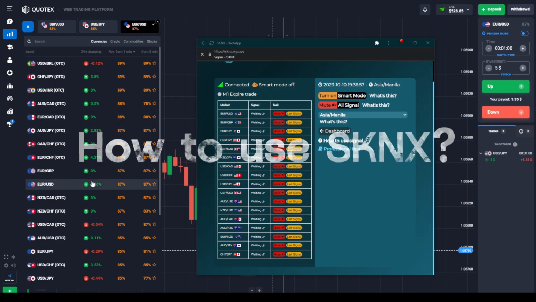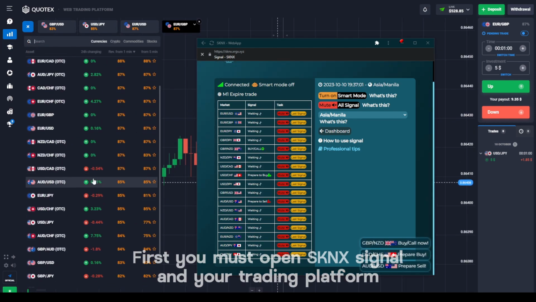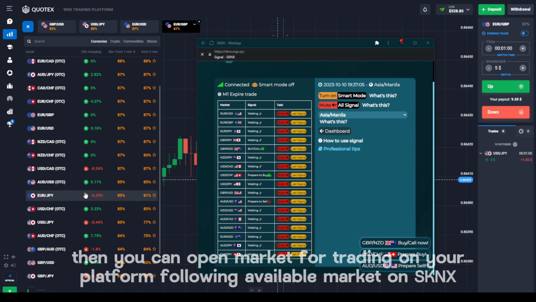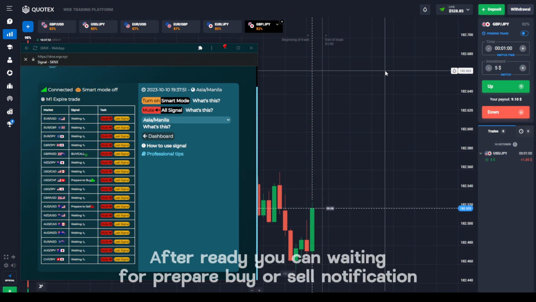To use SKNX, first you must open SKNX Signal and your trading platform. Then you can open the market for trading on your platform, following the available markets on SKNX. After you are ready, you can wait for a prepare buy or sell notification.